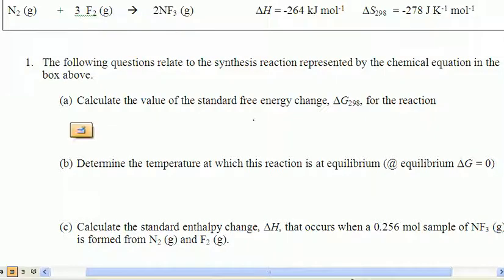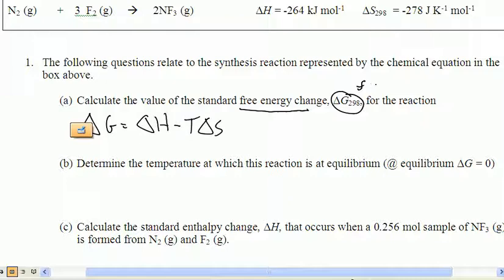Question A asks us to calculate the standard free energy change, delta G. I do not see a little f, so the only other equation I have for delta G is delta G equals delta H minus T delta S. If I saw the f, I could have done a products minus reactants. I'm going to plug into this equation.